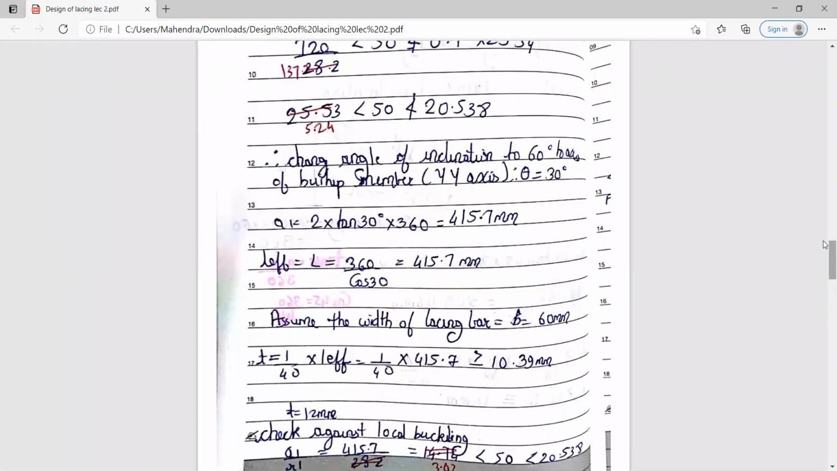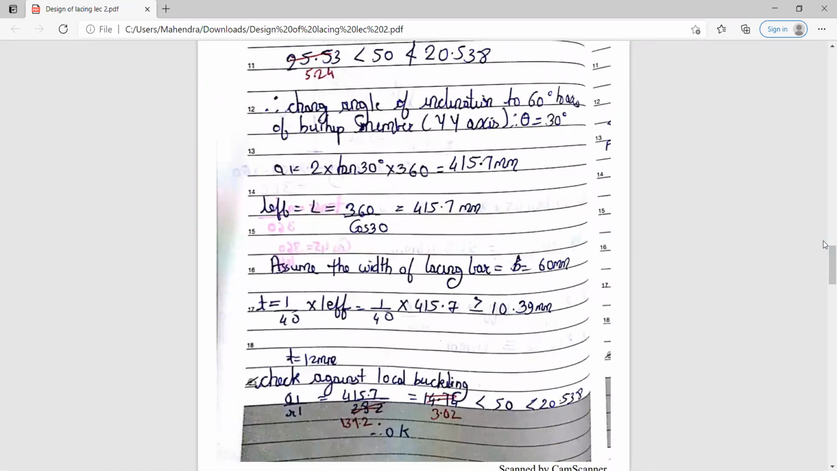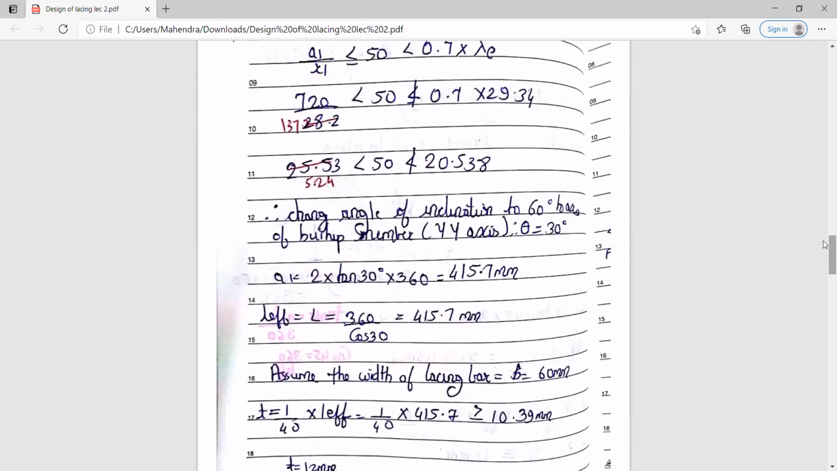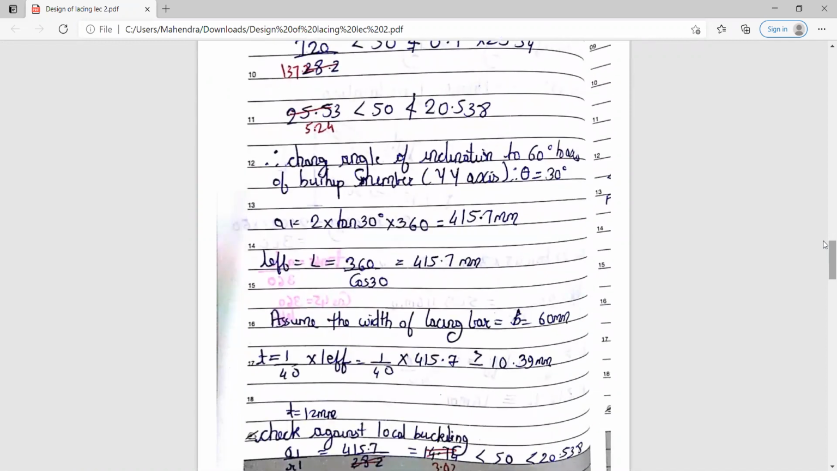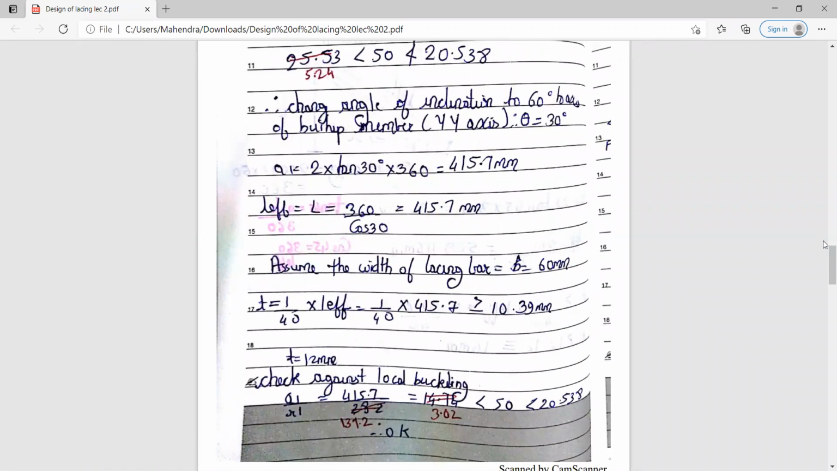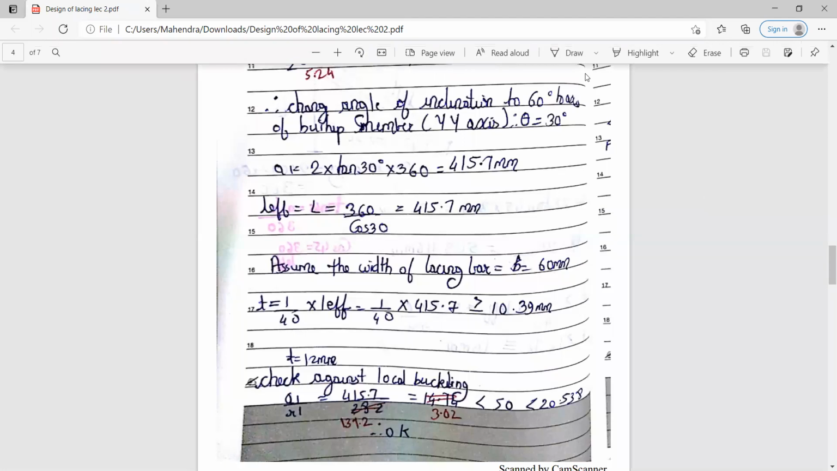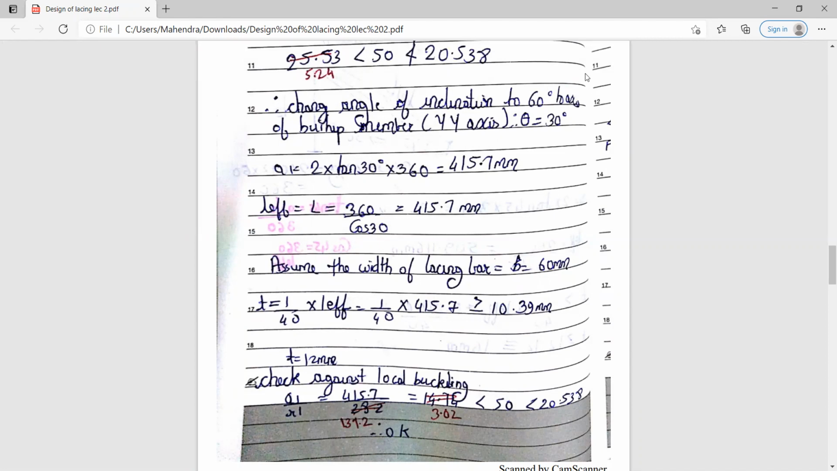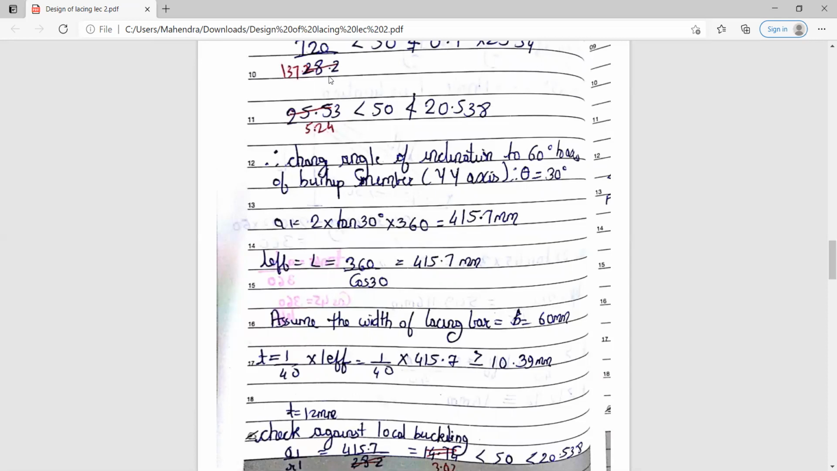5.324 is less than 58 and also less than 20.538. But what we can do here is that for the check against local buckling, it is okay if you are considering 45 also, and it is okay if you consider 60 also, because what we need is the minimum value. For local buckling, whichever is the minimum value of the A1 by R1 ratio, we can consider that. So if 5.24 is coming, it is fine, no need to change. But with 60, as I told you, if we consider 60, we get a smaller value. So we can consider either this value or this value, that is 3.02. Both the values are okay.